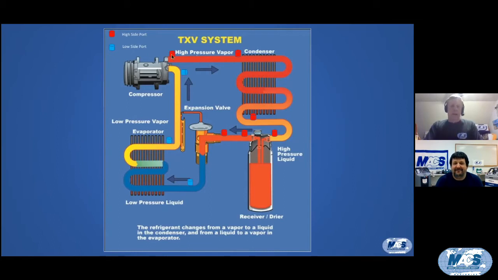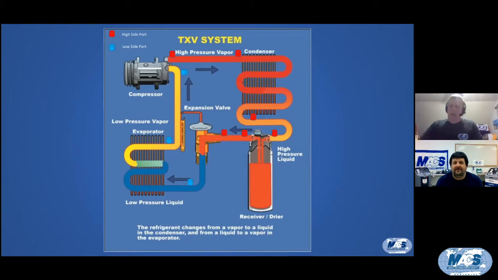On the high side here, we have 1, 2, 3, 4, 5, 6 high side service ports. On the low side, we have 1, 2, 3 low side service ports. And the way that those service ports are located, they are strategically located where you can check the pressure on the inlet and the outlet of every line and every major component on that system.